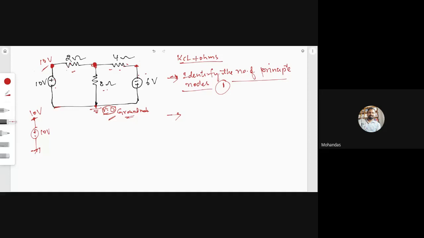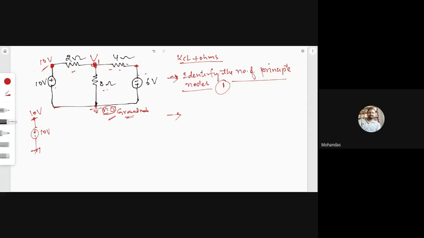as current flows, there will be some drop at this 2 ohm resistor. We don't know that drop. So as we don't know that drop, this is an unknown voltage. That unknown voltage should be marked as V1. Or if in some problems there are two nodes, then you can have V1, V2 like this.